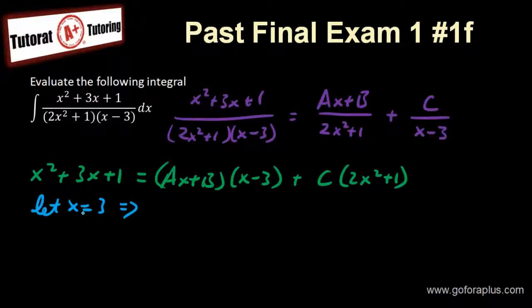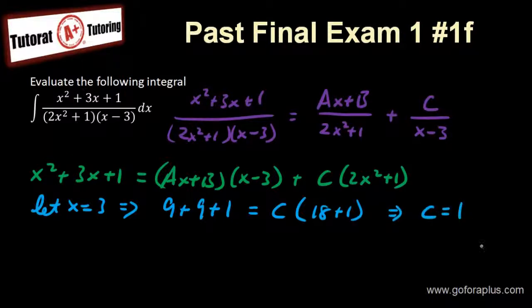Alright, so if x is equal to 3, on the left side here I have 9 plus 9 plus 1, which is 19, equals to c times 2 times 9, 18 plus 1, so also 19. So I know that my c is equal to 1. Now how about how to solve a and b? Now you need to multiply this bracket out and compare.